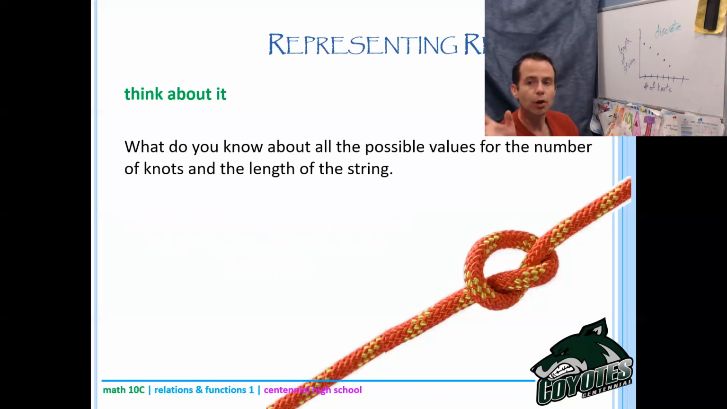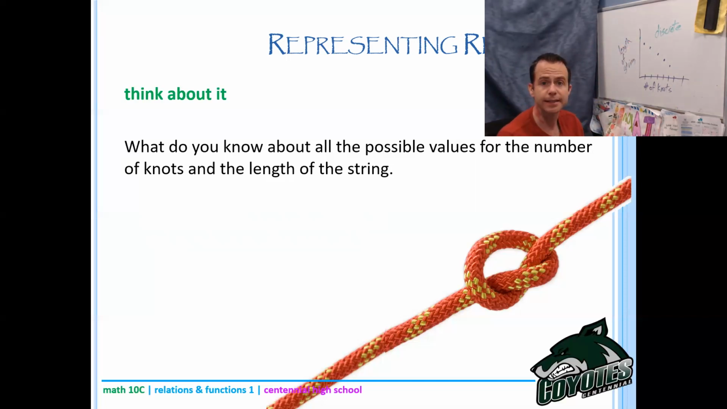What do you know about all the possible values for the number of knots and the length of the string? The purpose of this conversation is to realize there are restrictions on what these numbers can be. For instance, the length of string: your string can't grow, right? So whatever your initial length of string is, it can't be larger than that.